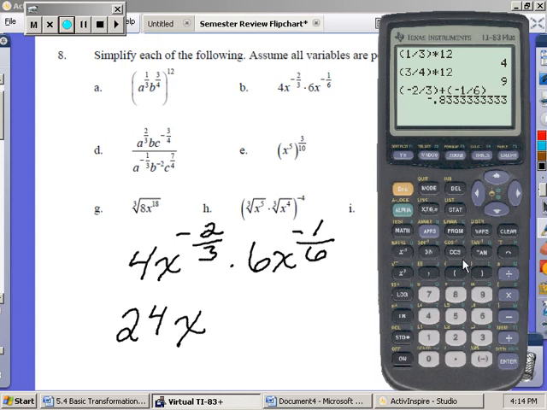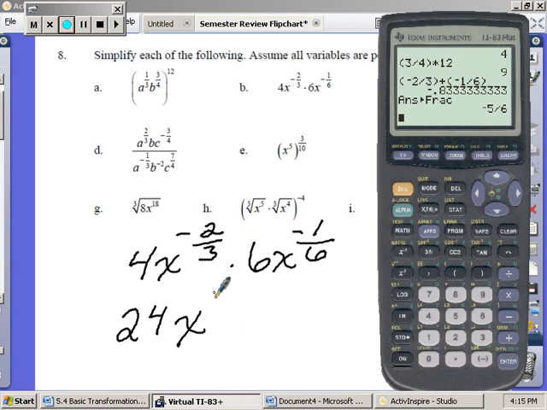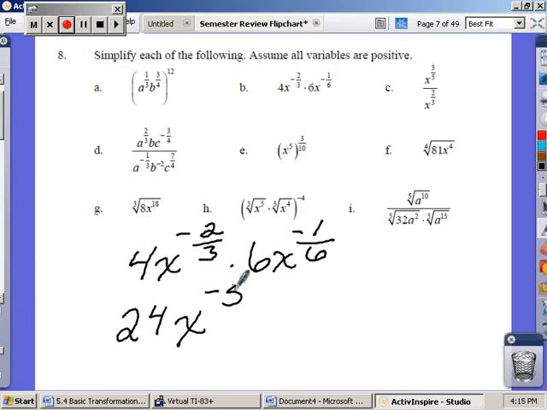Press enter. You need it as a fraction. Go to math, enter, enter. Negative 5/6. I can't have negative exponents, so I'm going to write it as 24 over x to the 5/6.